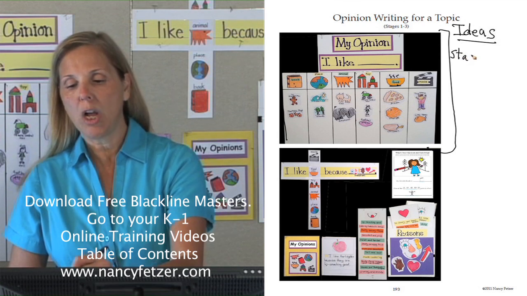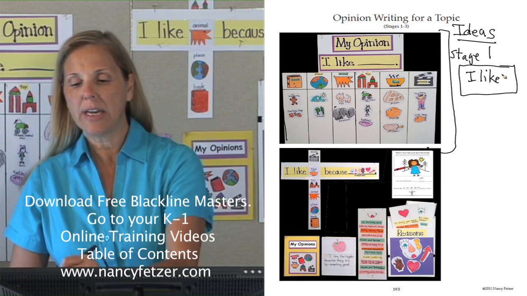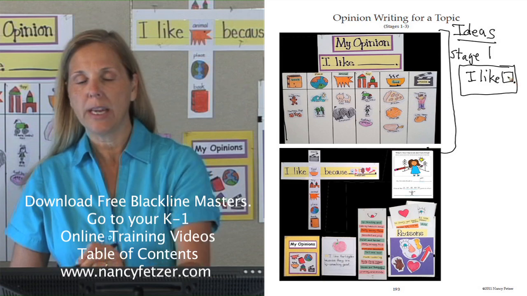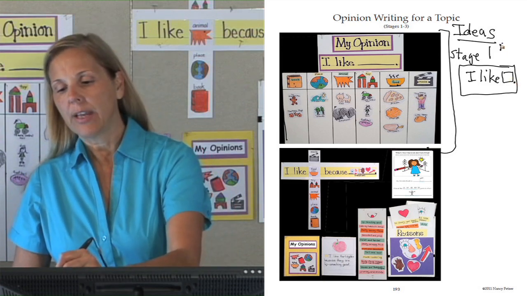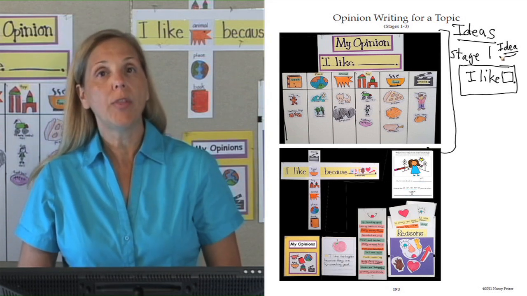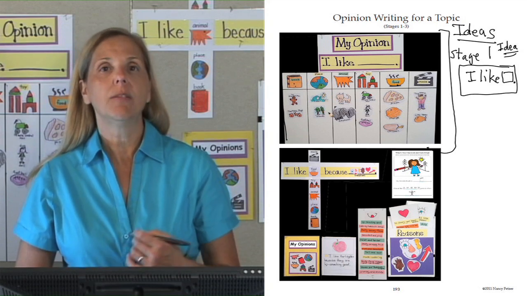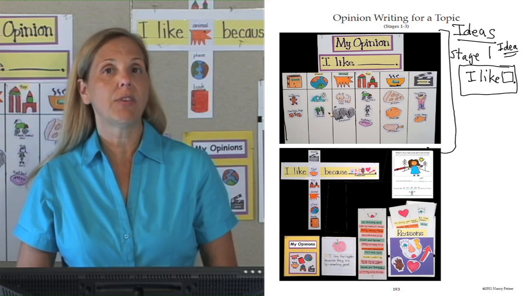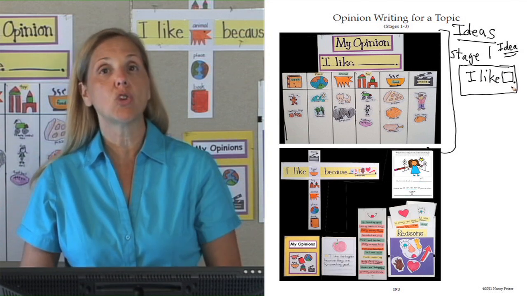For stage 1, what you're going to have is basically a book in which the students are going to have an I like, and then it's going to have a box, and then a period. They're going to come up with their idea at stage 1. So that means they need to identify who or what they're having an opinion about. And that goes back to this chart. They think of what their favorite animal is or their favorite food, and they talk about how I like, and then in the box they're going to draw what they like.